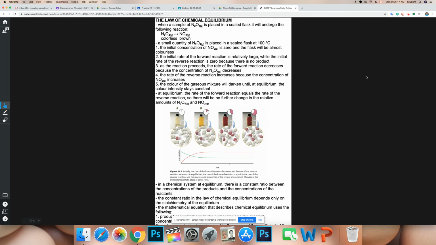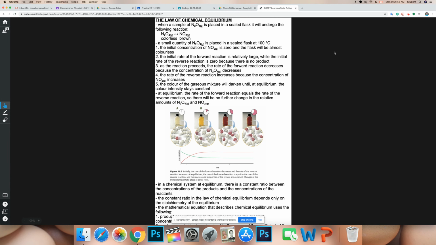All right, so the law of chemical equilibrium. When a sample of dinitrogen tetraoxide is placed in a sealed flask, it will undergo the following reaction. It turns into nitrogen dioxide, which is brown in color. The N2O4 is colorless, and NO2 is brown.